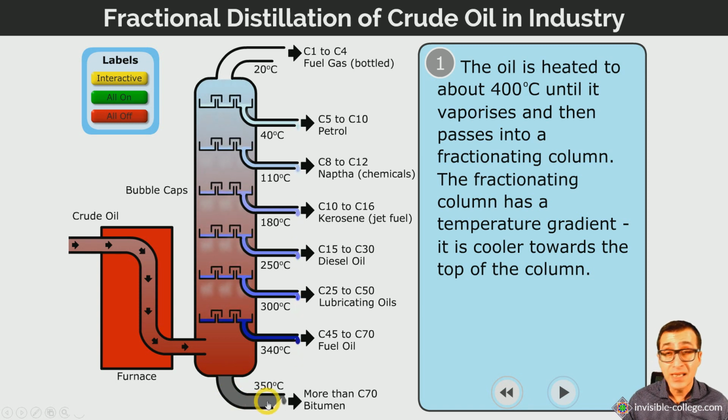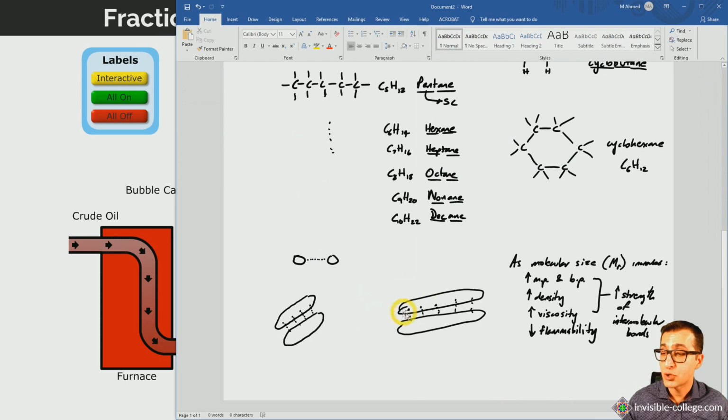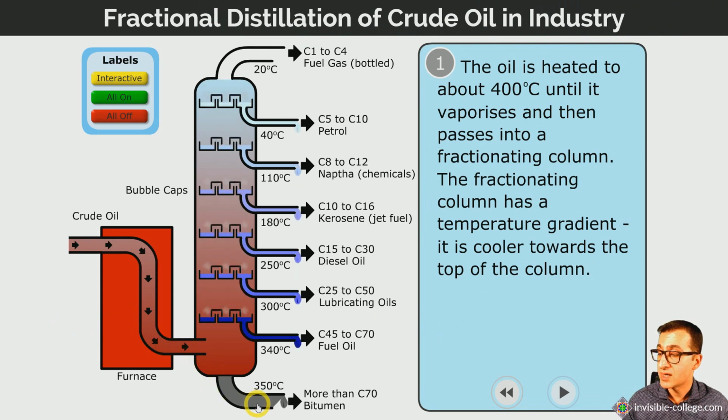Now, typically, these are the largest molecules. So here we're talking about hydrocarbon molecules of more than 70 carbons. And again, the reason why these don't vaporize, even at this very high temperature, is because these are very, very large molecules with very large forces of attraction between them. And so their melting points and boiling points are higher than this 400 degrees centigrade here.